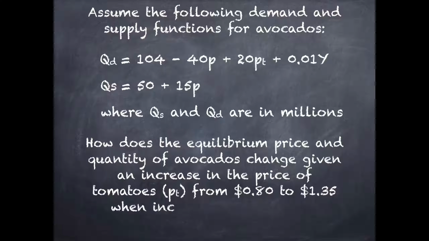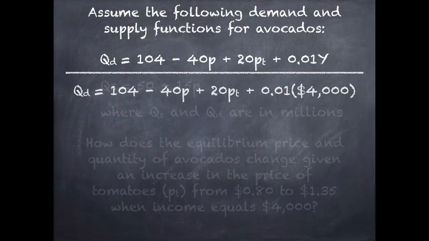Assume the following demand and supply functions for avocados. The quantity demanded is equal to 104 minus 40p plus 20 P sub T, the price of tomatoes, plus 0.01 Y, which is income, and the quantity supplied is equal to 50 plus 15P. QS and QD are in millions. What we want to know is how does the equilibrium price and quantity of avocados change given an increase in the price of tomatoes, P sub T, from 80 cents to $1.35 when income equals 4,000.